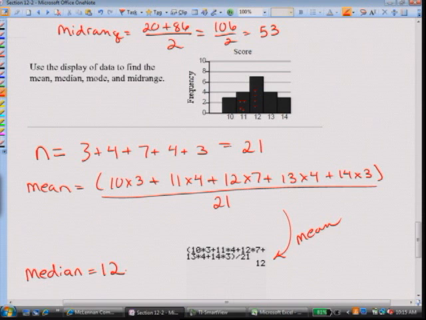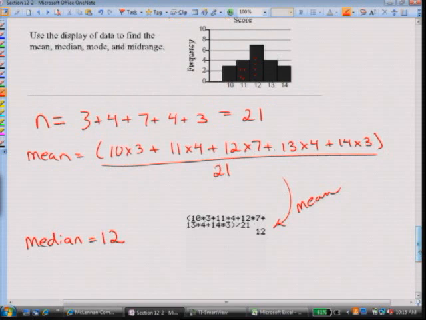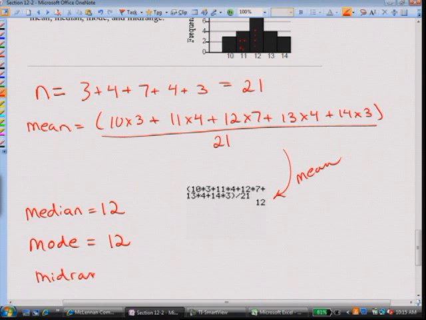Right? Okay. The mode is what? The mode is the one that occurs the most often. Which number occurred the most often? Very nice. And then your mid-range is your lowest plus your highest divided by 2. So 10 plus 14 divided by 2, which again is 12.